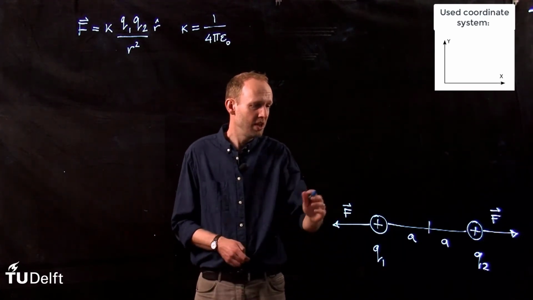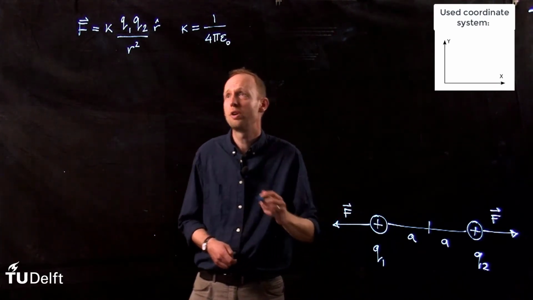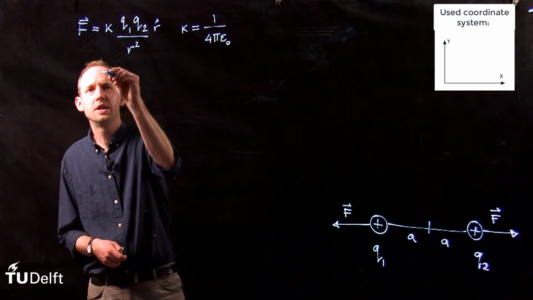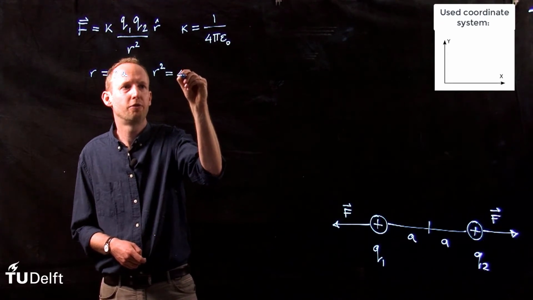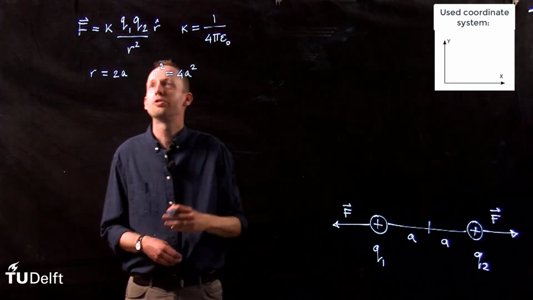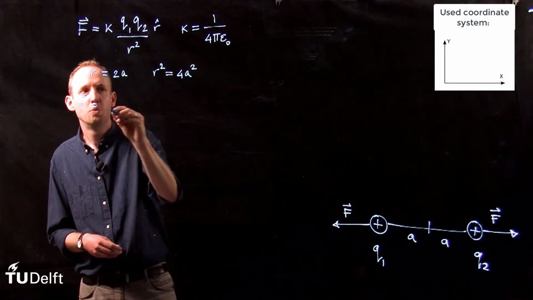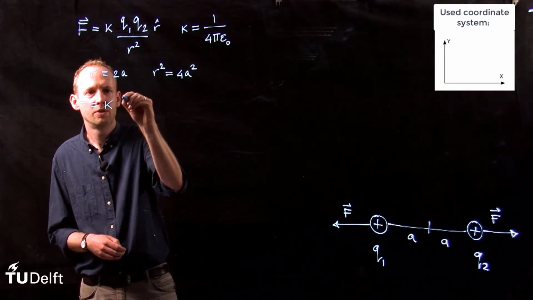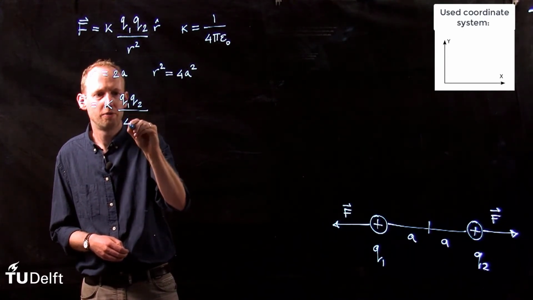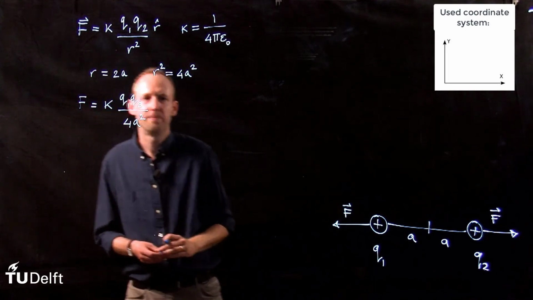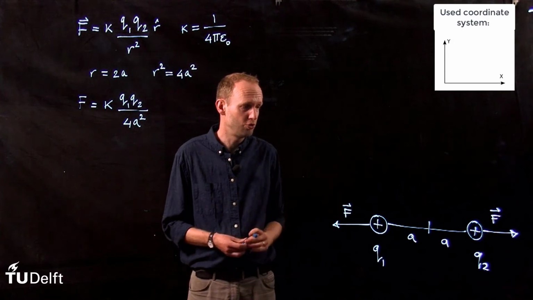Now in this situation, the separation between the two charges is 2 times A. So that means if R equals 2A, R squared is 4 times A squared. So the magnitude of the force, F, will be K times Q1 Q2 divided by 4A squared. So far so good. This is the situation for two droplets.